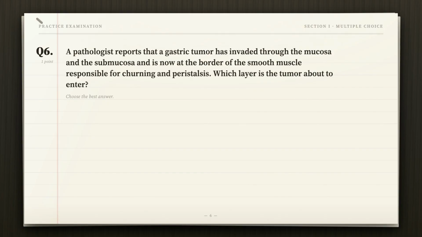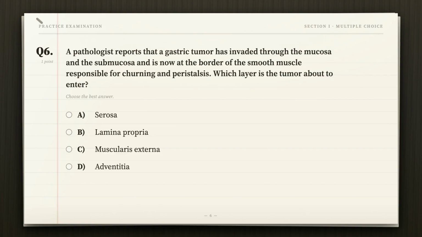Your options are A. Serosa, B. Lamina propria, C. Muscularis externa, D. Adventitia. Which would you go with? Lock it in before the reveal.